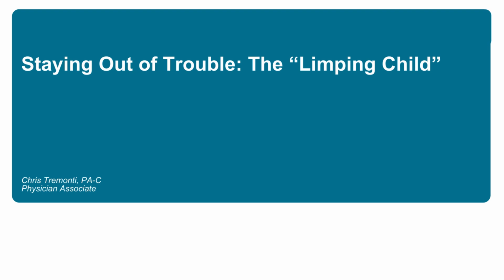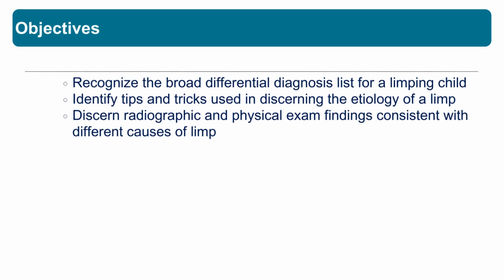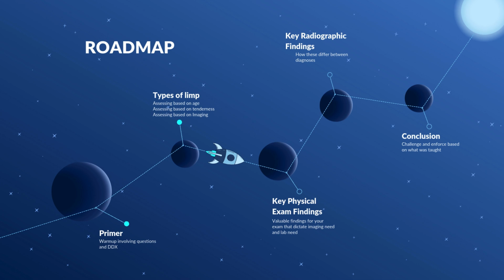The limping child can be a really tricky diagnosis to see in clinic, but we see it very often. And so this talk is going to focus on how to approach the pediatric patient with a limp. We're not going to talk about the objectives too much because, of course, we're going to be going over limping children, but this is a roadmap that I wanted to display to show where we're going to be heading on this lecture.